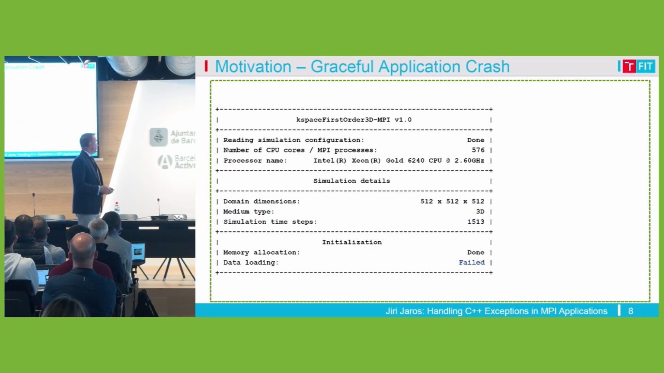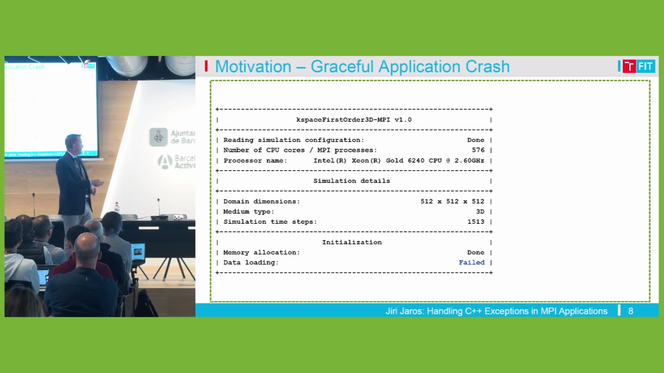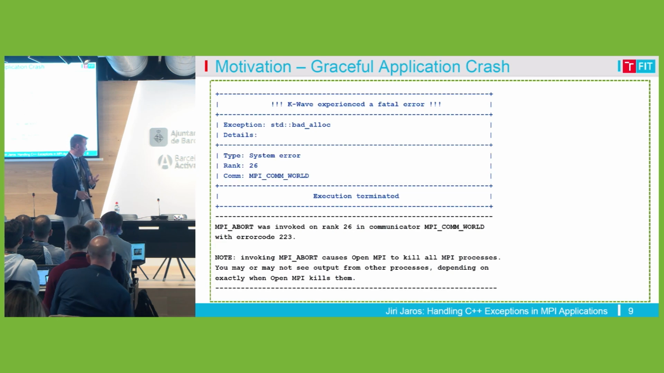So what I would rather like to see is this kind of behavior. Okay, there was some error during the data loading. For example, the workload is not perfectly balanced over the nodes, so some node needs more memory. And basically, there's an error here. So the application really fails, and I just want to know what happened.